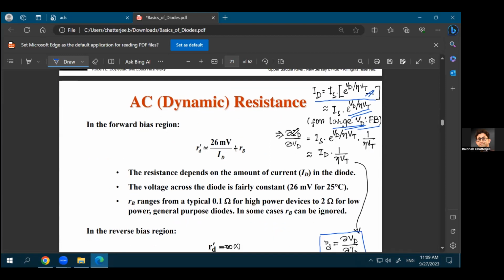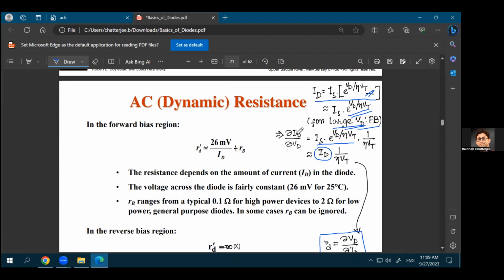Now, if you take a differential of this equation, so if you calculate the del ID over del VD, or the derivative of ID over VD, you'll end up with the derivative equal to IS times e to the power VD over eta VT times 1 over eta VT. Now, IS times e to the power VD over eta VT, that's nothing but your ID. So this entire derivative becomes ID divided by eta VT.